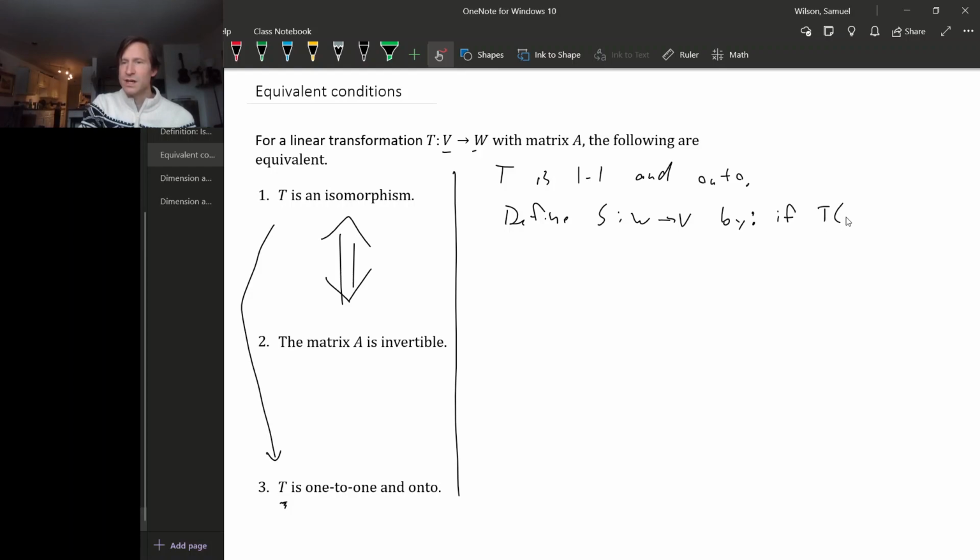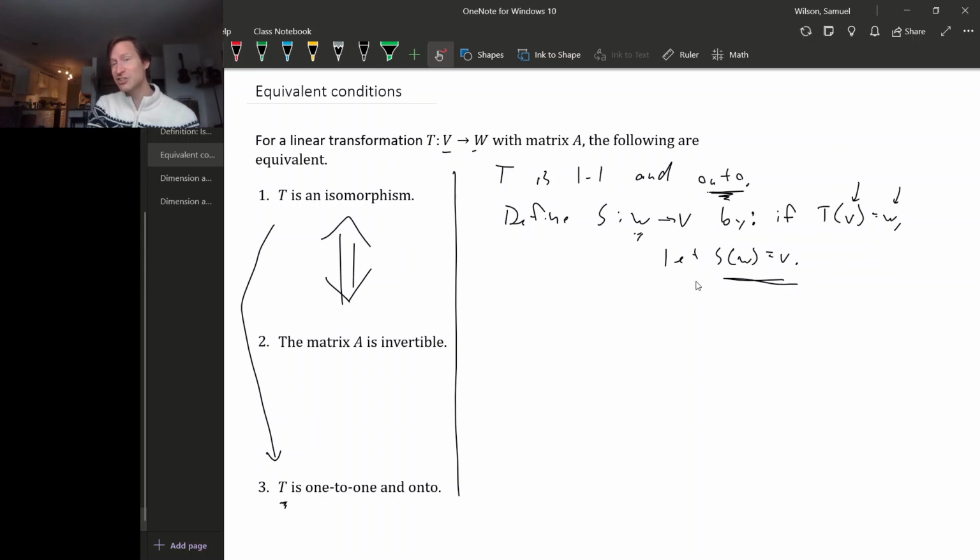If T of V is W, then let S of W be V. Okay, now there are two issues with this sort of definition. The first issue is we have to ask ourselves, have we actually defined S for everything in W? Well, we have, because we've made this definition for every vector W where there is such a V. But there is such a V for every vector W because T is onto, right?